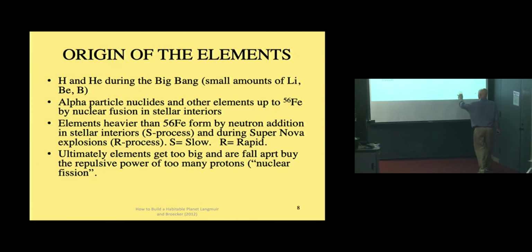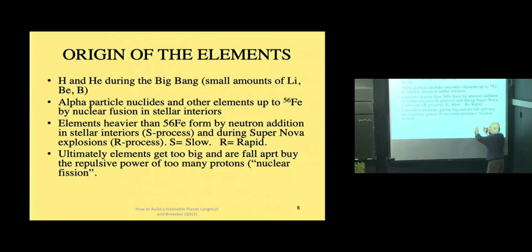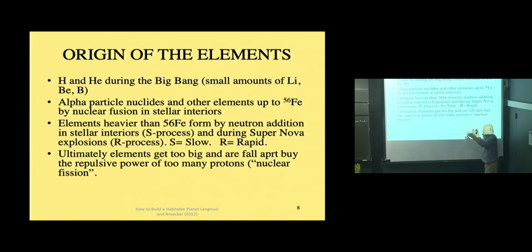And ultimately, as you add more and more neutrons, the elements get so big that there are so many protons in them that they can't stay together anymore, and they fall apart. And that's called nuclear fission. So you can't make elements heavier than uranium. Uranium is slowly falling apart. That's why we can make nuclear power plants. Once you get heavier than uranium, they fall apart much more rapidly.